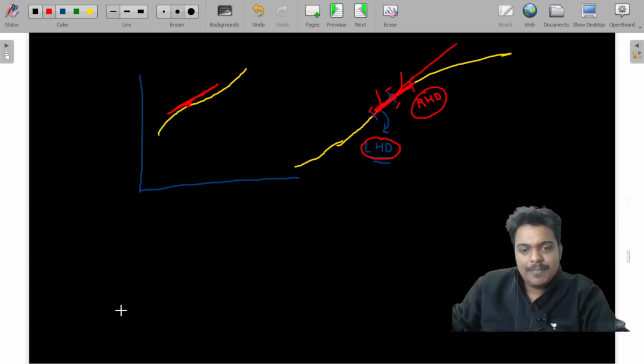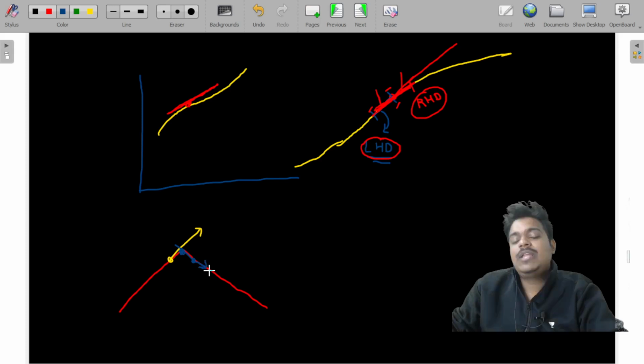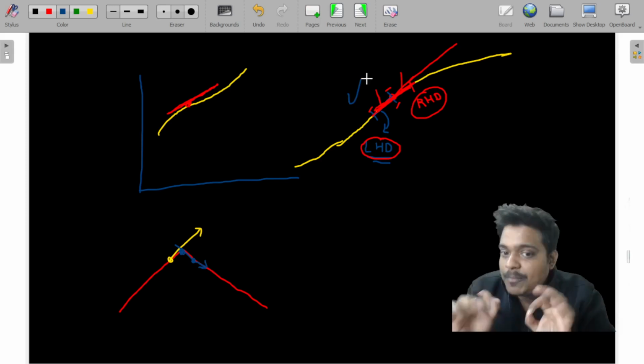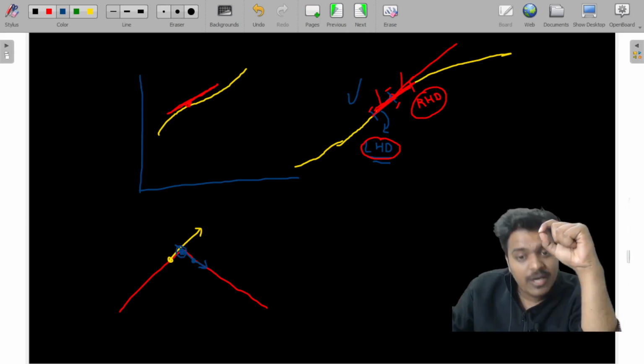For example, suppose this is the point. Now if I want to check the derivative at this point, the derivative with respect to the previous point will go like this, whereas the derivative with respect to the next point will go like this. So the directions of both the lines are different, whereas in this case the direction of both the lines is the same. I hope you are getting my point. So the function is not differentiable at this point.